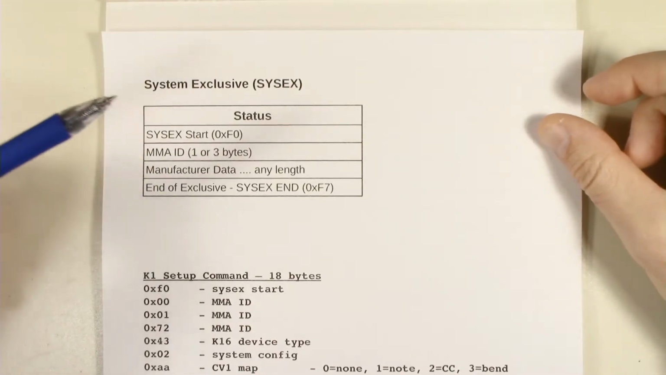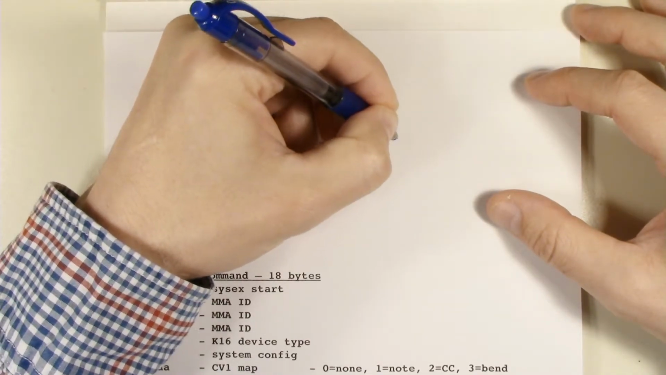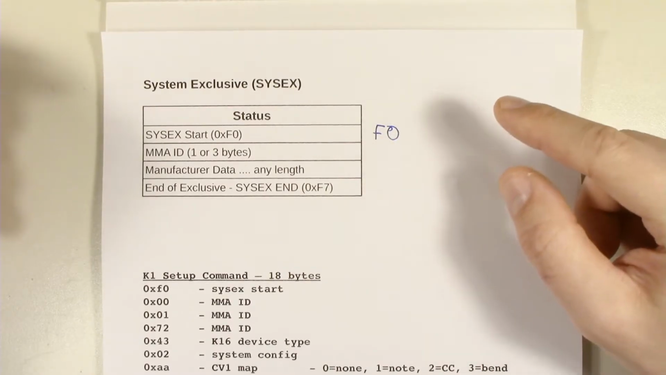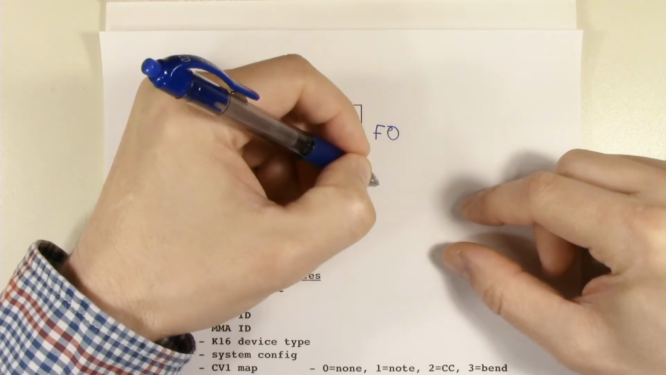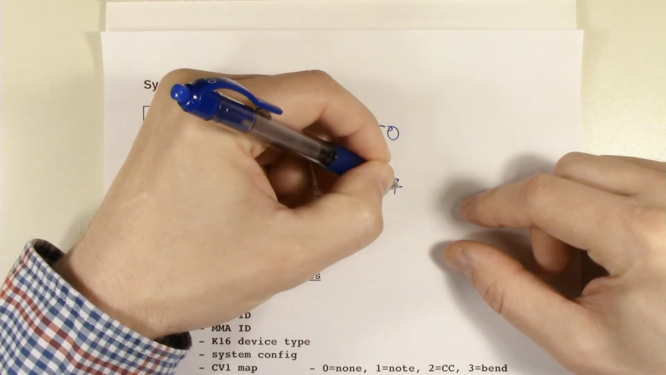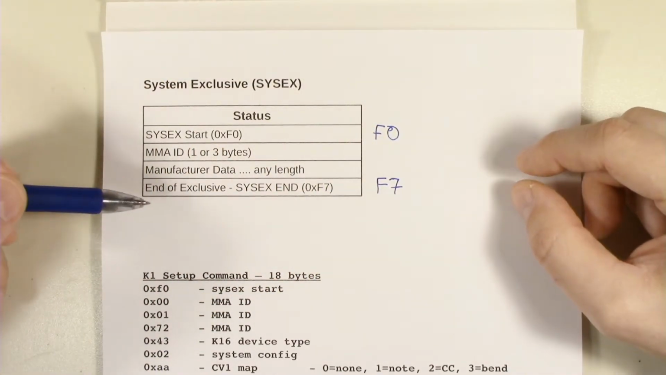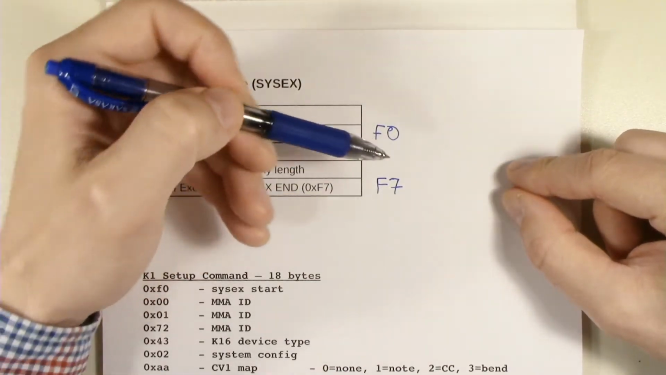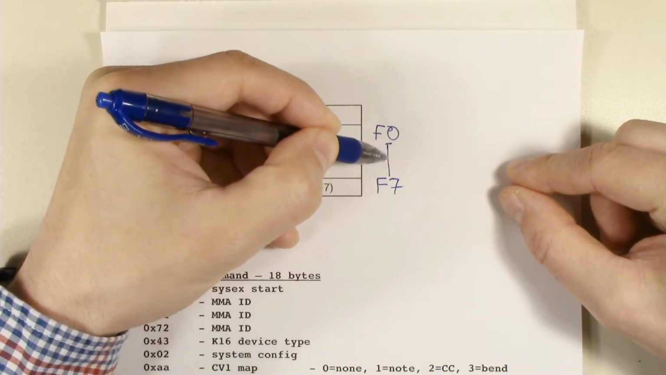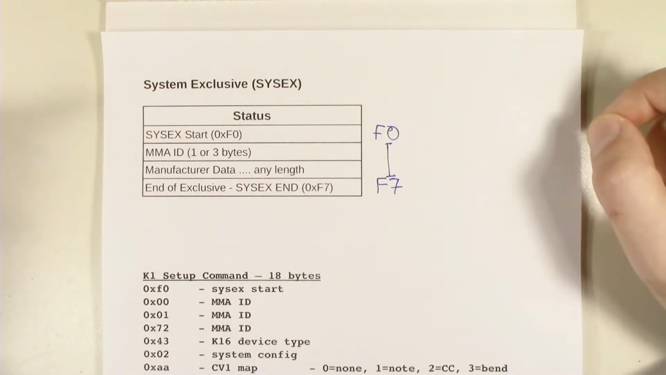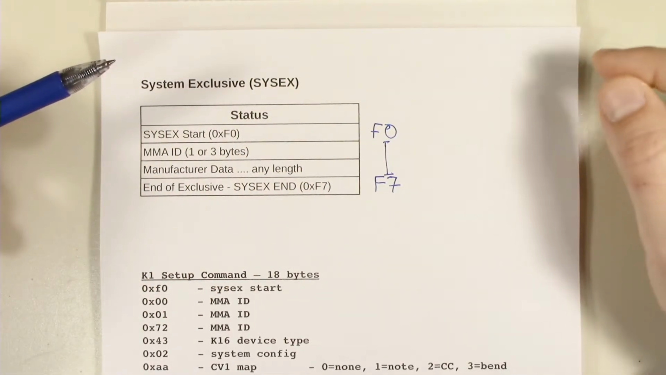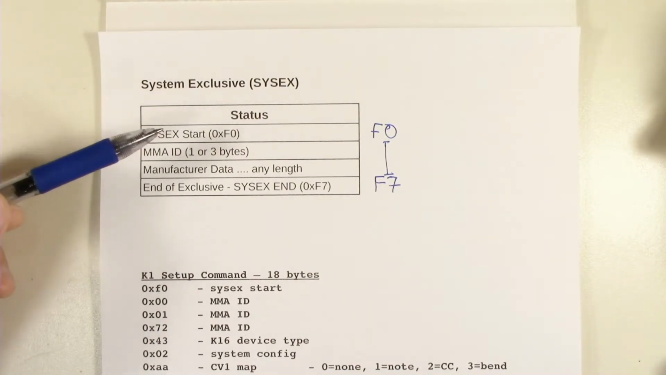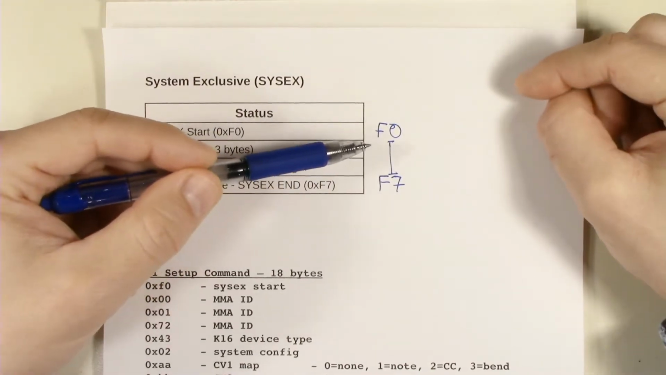It starts with F0. So this is F0. This means the start of a SYSEX message. And then F7 is how you end a SYSEX message, and it's called end of exclusive, or EOX, if you look at the spec. Anything in between here is the actual SYSEX message. Now, they can only contain 7-bit data, just like all the other MIDI messages that we've looked at. So there's no MSB set.